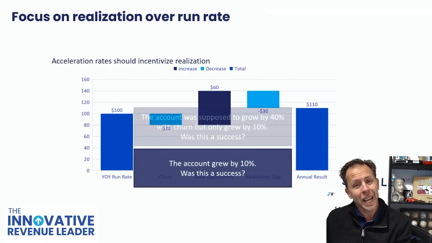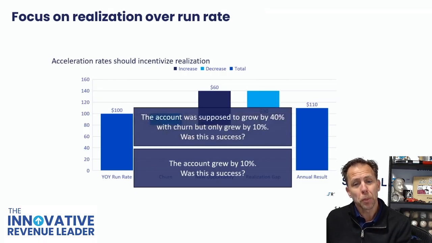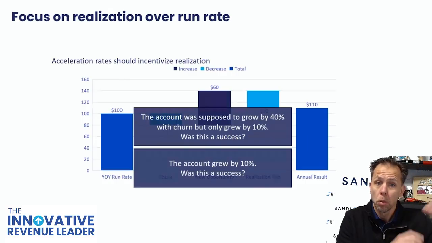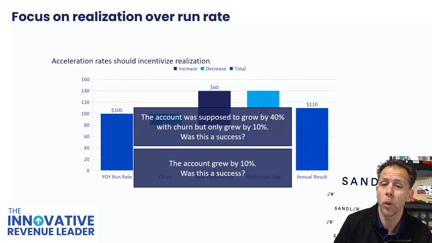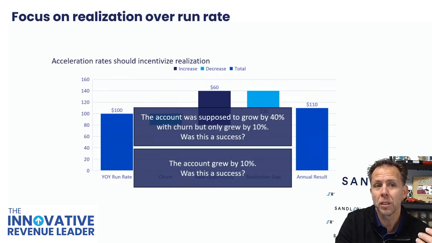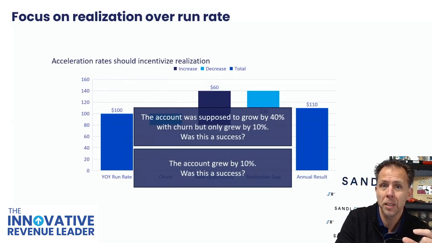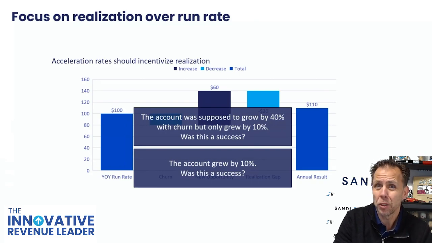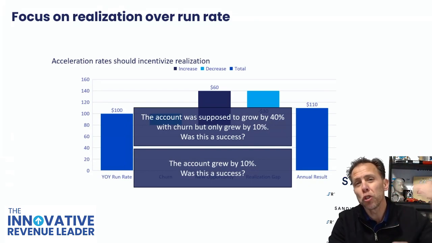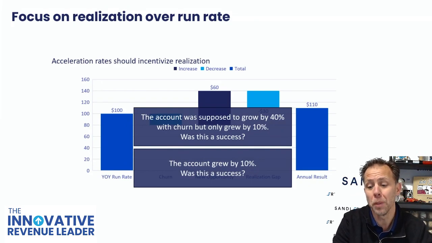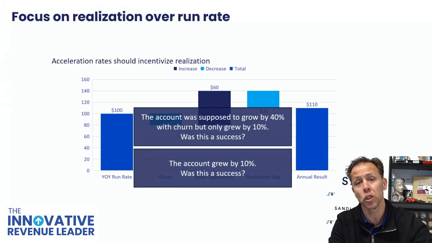The thing is, that account was supposed to grow by 40% with churn. So you had committed to grow that by 40% and you only grew it by 10%. So the reality is, when you look at the commitment, going back to the previous slide, when you're looking at that commitment piece, you actually weren't successful in that account. What you should have sold actually means that you missed pretty badly. And most companies, when working on this, don't even realize that.